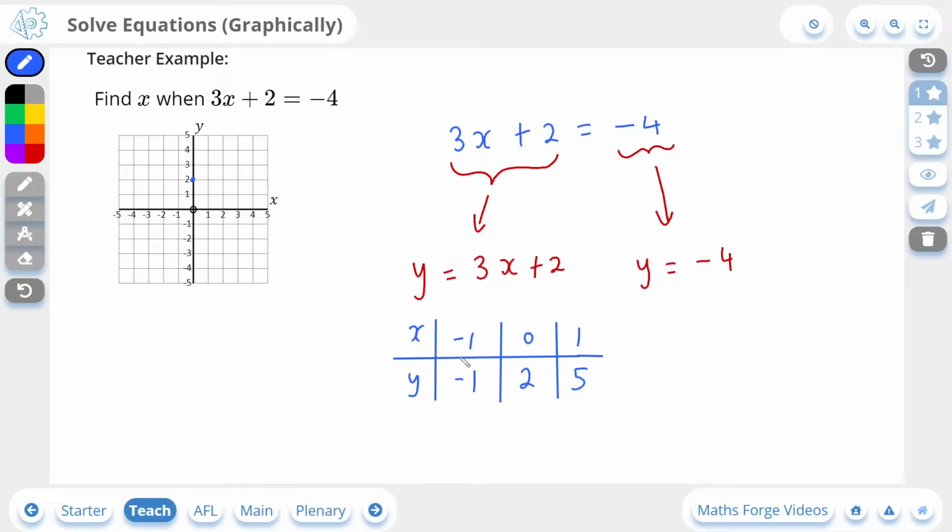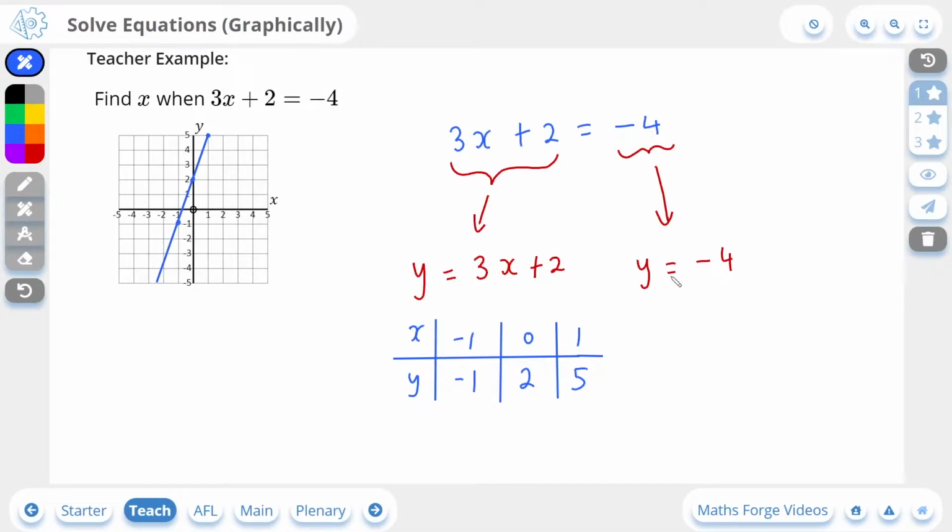And so now we have some paired coordinates here. Let's use the first coordinate, which is going to be -1 and -1, so -1 and -1 is here. The second coordinate is 0 and 2, so 0 on the x, 2 on the y. And the third coordinate is 1 at the x and 5 on the y, so 1 on the x and 5 on the y. And now if we connect these points together, we should get the line for the equation y equals 3x plus 2, and here it is.